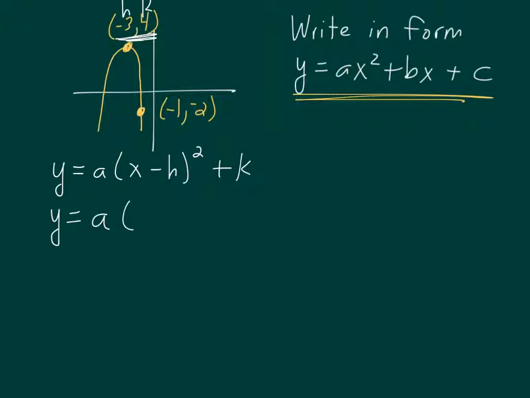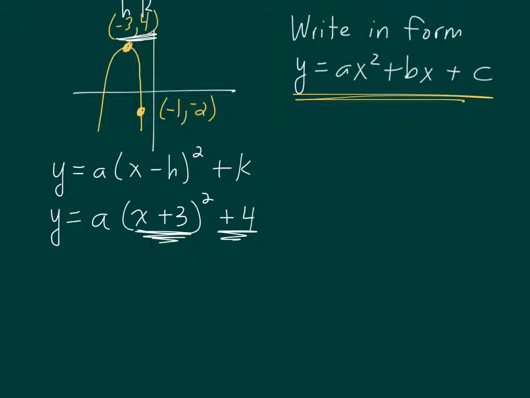Now if I see -3 for the x coordinate of my vertex, I want x plus 3 on the inside there. And then I have plus 4. So remember, if we were working backwards, we would have changed the sign of what we see inside here to find that part of the vertex, and this plus 4 on the end stays as is. So now we need to figure out what our a is.